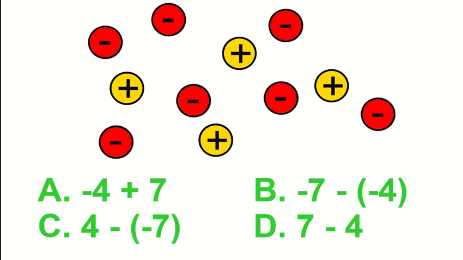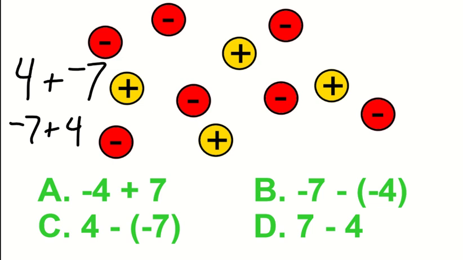All right, so here's how this works. When you have the picture, it is an addition problem, okay? The answer choices might not be, but the picture is. So how many positives do I have? 4. So we got 4 positives. How many negatives? 7. So we got +4 plus -7. Everybody follow with what I'm saying? That's an addition problem.